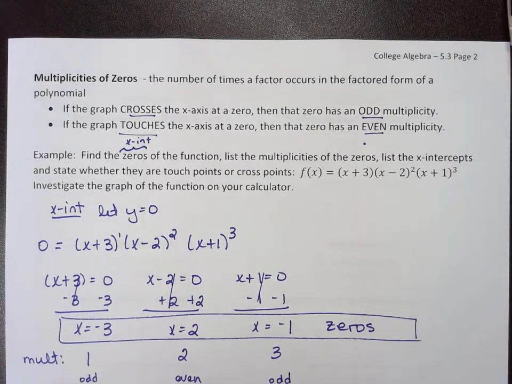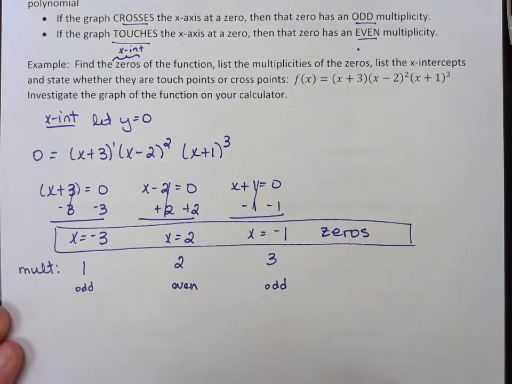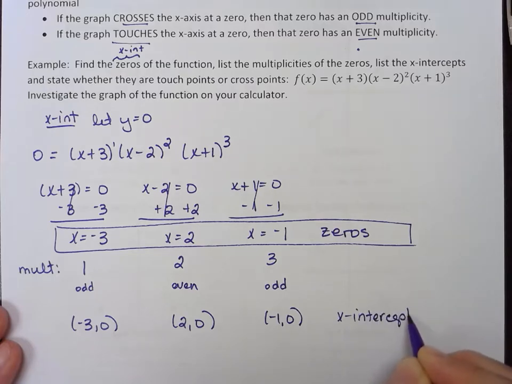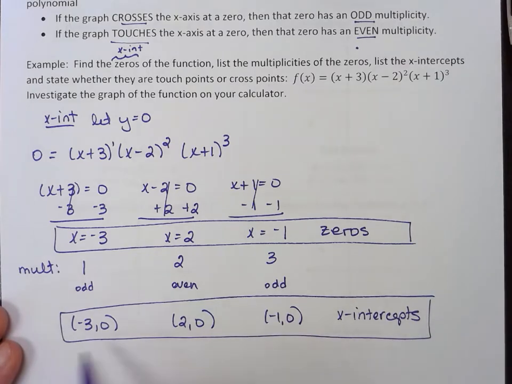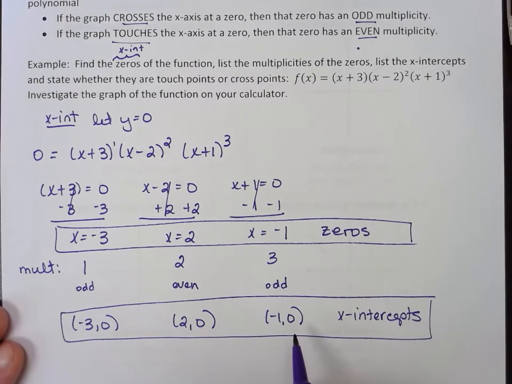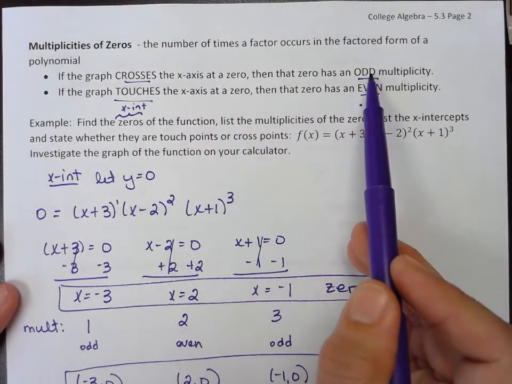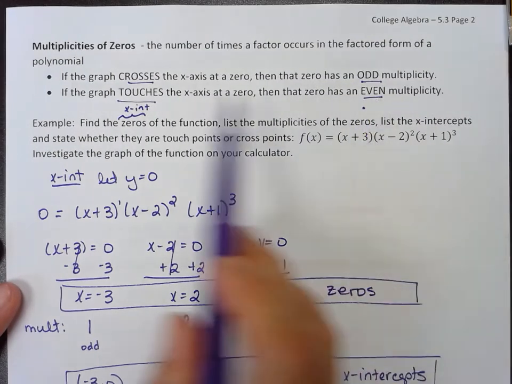Okay, the zeros that come from these, the x-intercepts that come from these zeros, would be (-3, 0), (2, 0), and (-1, 0). These are the x-intercepts. And we need to know if these intercepts are cross points or if they are touch points. Well, remember, an odd multiplicity means it's a cross point. An even multiplicity means it's a touch point.